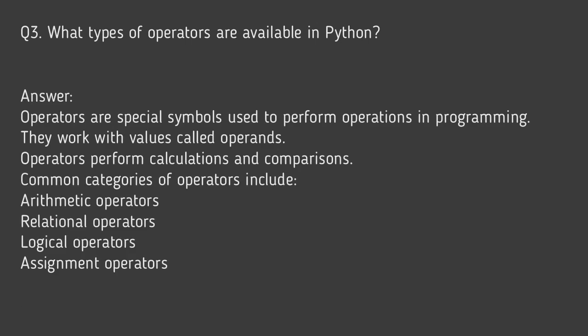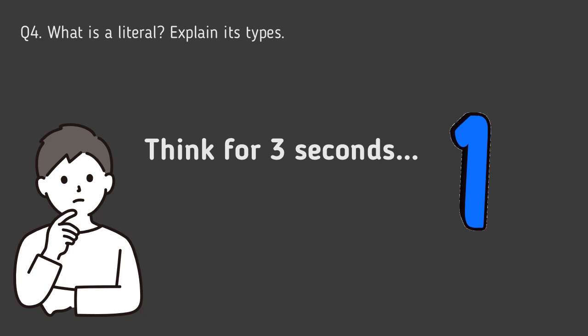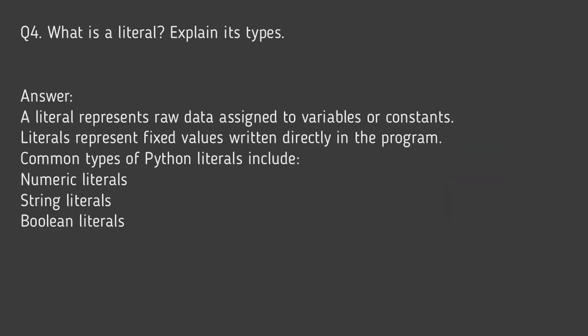Operators are symbols used to perform operations on values. Common types include arithmetic, relational, logical, and assignment operators. A literal is a fixed value written directly in a program. Examples include numeric, string, and Boolean literals.